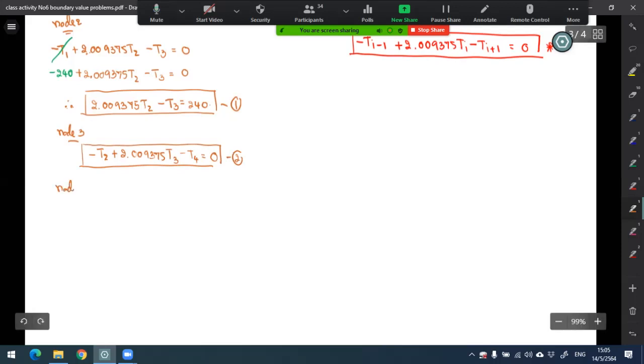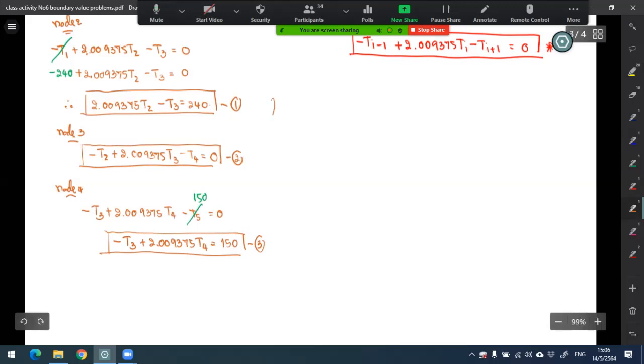And then we solve for node number four. For node number four, it becomes minus T3 plus 2.009375 T4, but T5 has become 150, because this is a boundary condition. After that, we obtain the final equation, that is minus T3 plus 2.009375 T4. This is the third equation, right? From these three equations, we can write it in matrix form like this.